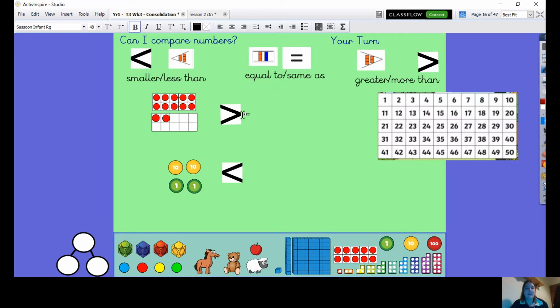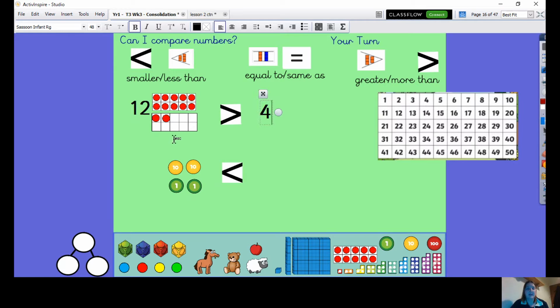Okay, so let's have a look. First of all, we need to work out what this number is. So we've got 1 10 and 2 1s. 1 10 is 10 and 2 makes it 12. So here we're saying that 12 is bigger than what? So I need to find a number that is smaller than 12. So I'm going to put in there 4.